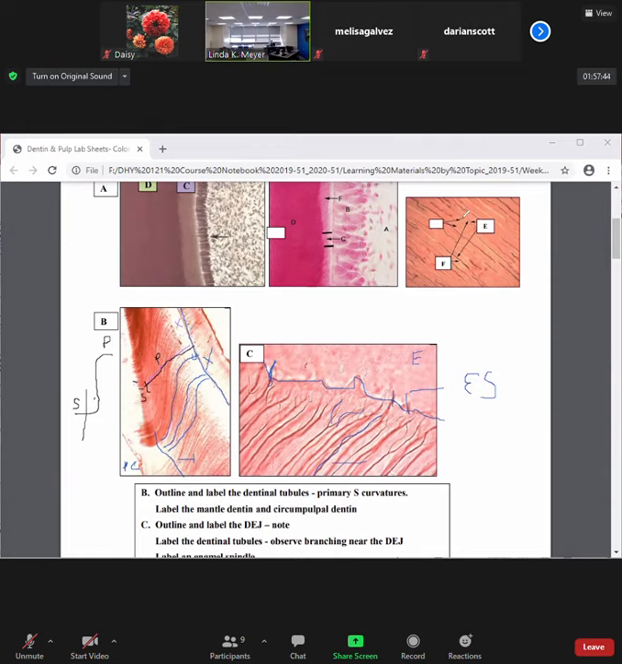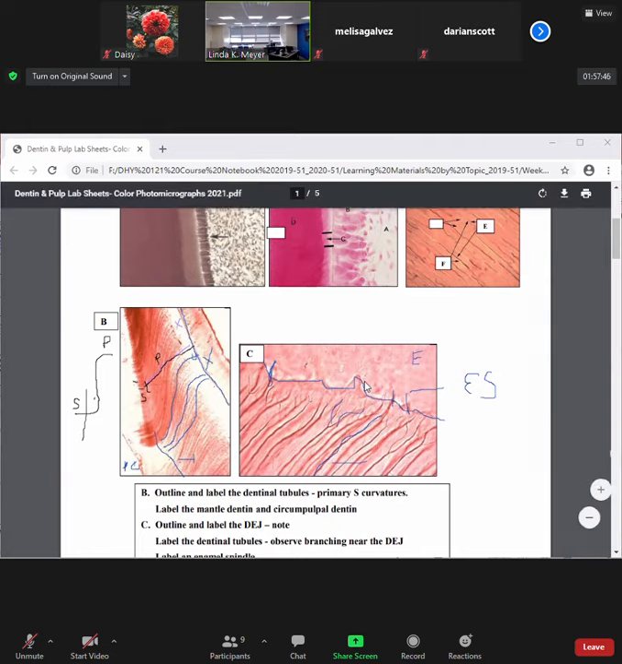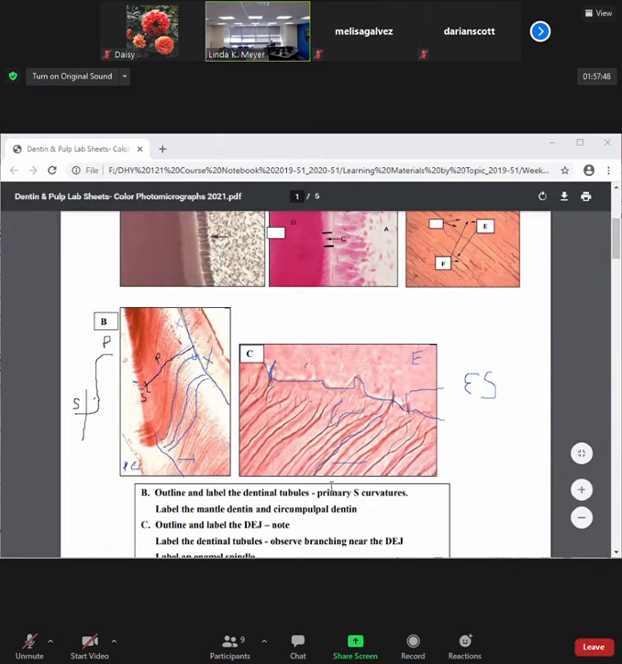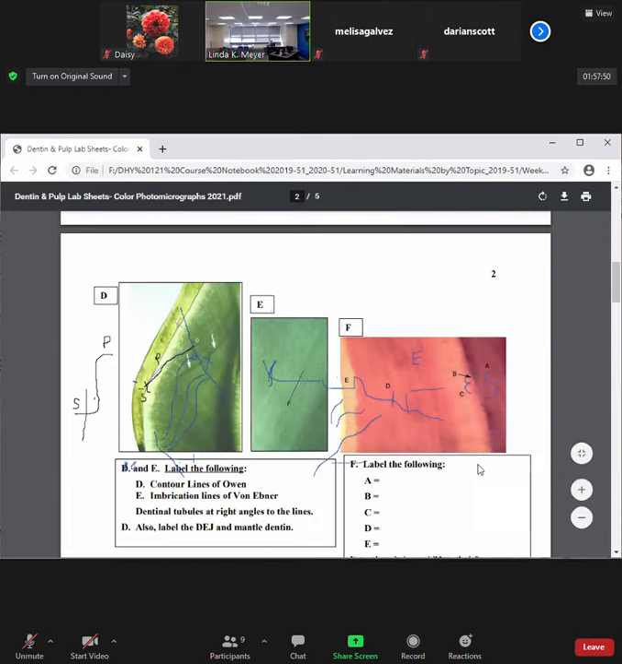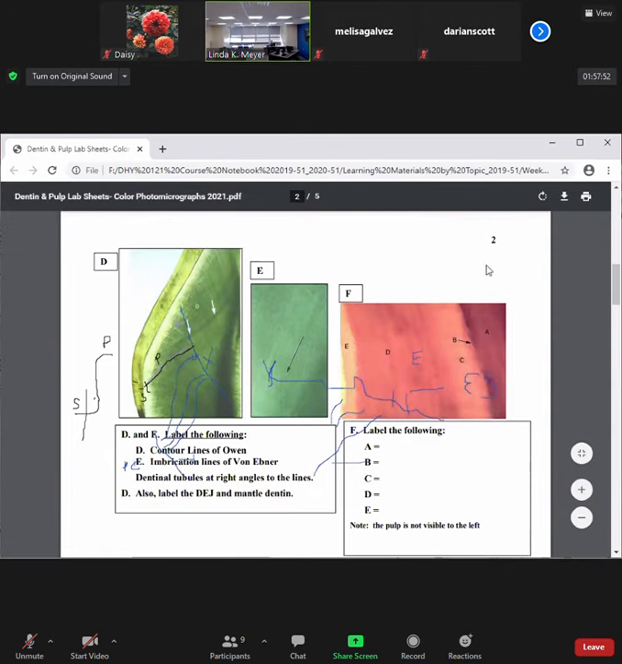Okay, and then I'm just going to have you look at the next pictures, and then these pictures right here, and then we're going to stop.